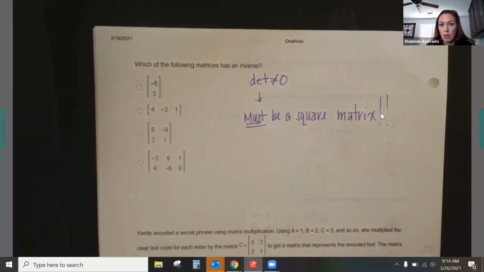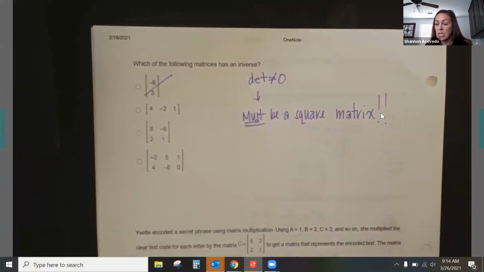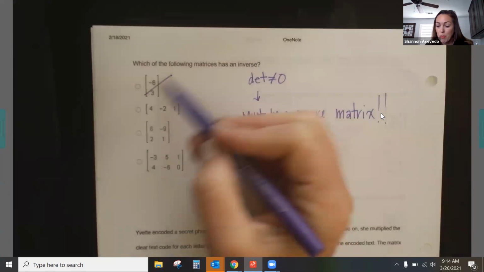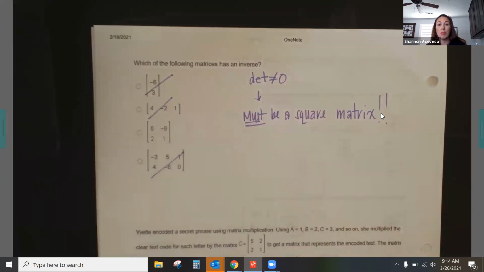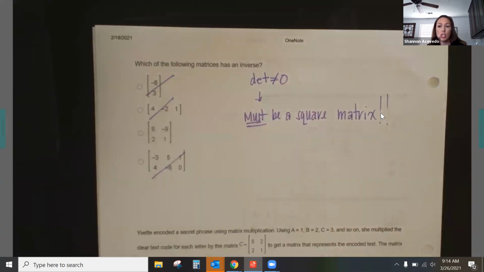All right, well, which one has an inverse? I have to make sure the determinant's not 0, but it needs to be square for me to be able to figure out the determinant. So it can't be this one, it can't be this one, and it can't be that one because none of them are square. So I can't find the determinant. So it must be this one, but let me just double check that my determinant is not equal to 0.